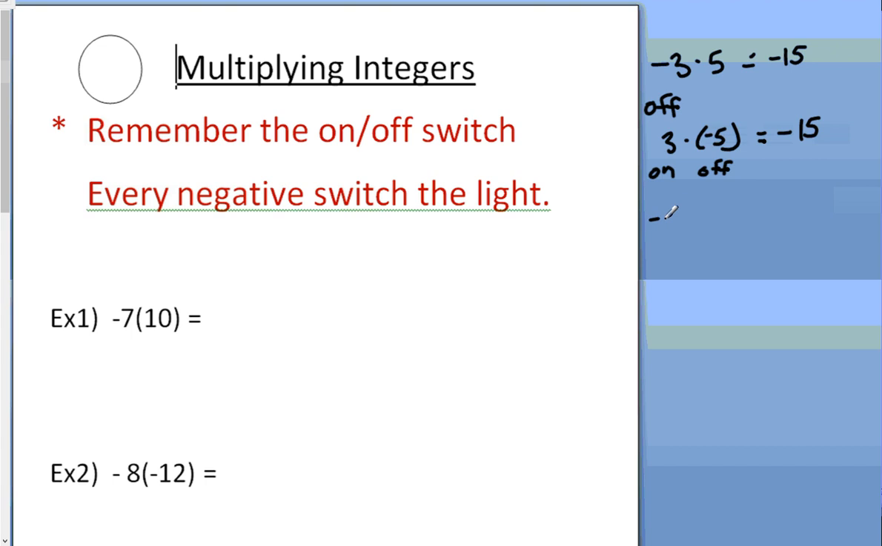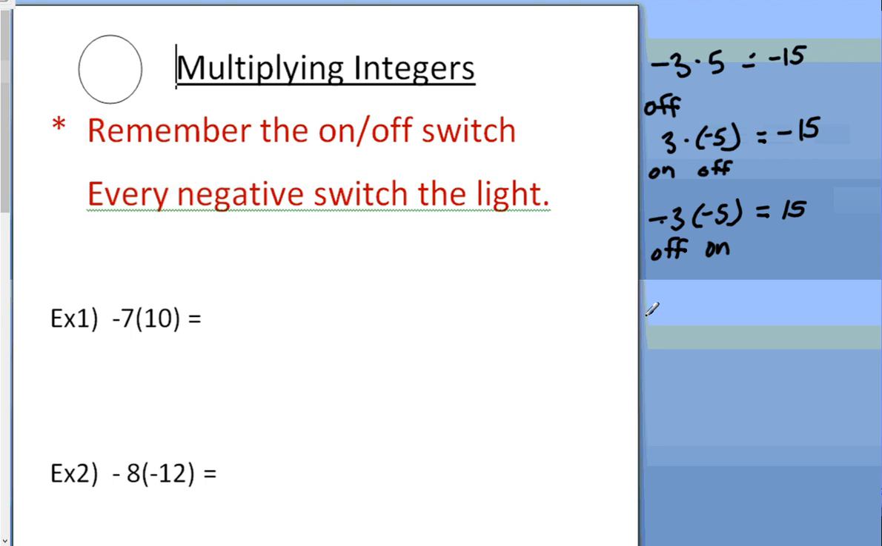Let's see another example. -3 times -5. First number tells me that the lights are off. Every time I see a negative, I flip the switch again. I see a negative, so this turns them back on. Right? The first negative started the problem off with the lights off. I saw another negative, so it flips the switch, and now they're on. So it's +15.